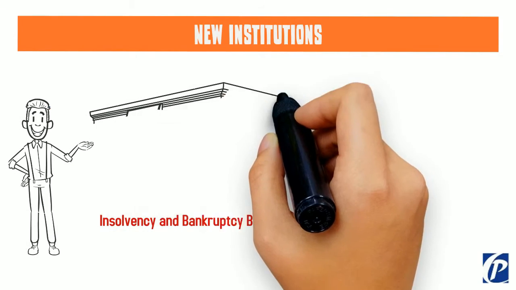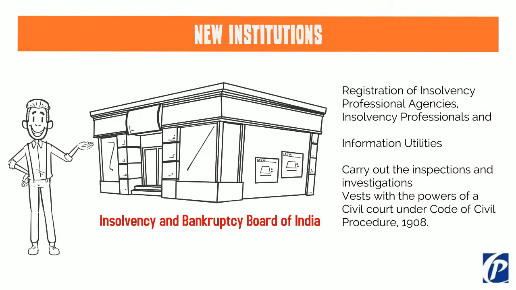New institutions. Insolvency and Bankruptcy Board of India: registration of insolvency professional agencies, insolvency professionals and information utilities. Carry out inspections and investigations. Vested with the powers of a civil court under the Code of Civil Procedure, 1908.